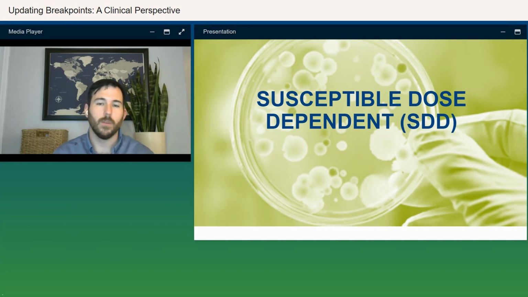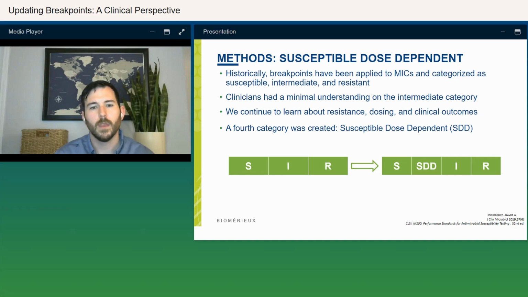So one very specific and very significant change that's been put out by the CLSI in relatively recent years is the interpretive category of susceptible dose dependent. Historically, breakpoints have been applied based on the numerical MIC of an organism, and that organism was then assigned a categorical, susceptible, intermediate, or resistant. Clinicians had a pretty good idea of what susceptible and resistant meant. It was probably going to work or probably wasn't going to work, respectively. But there's a lot of confusion about the intermediate category.